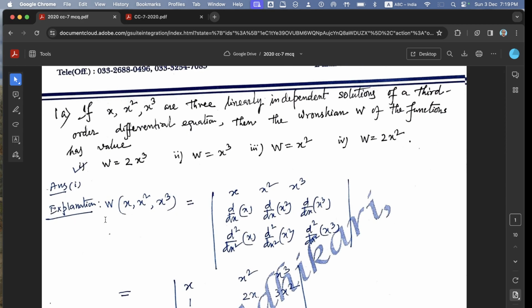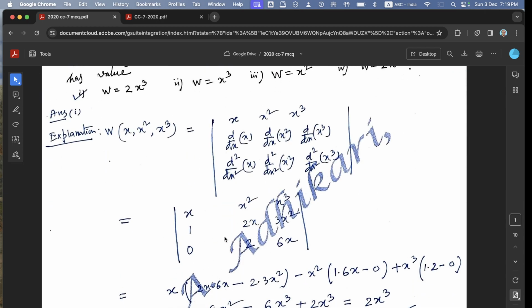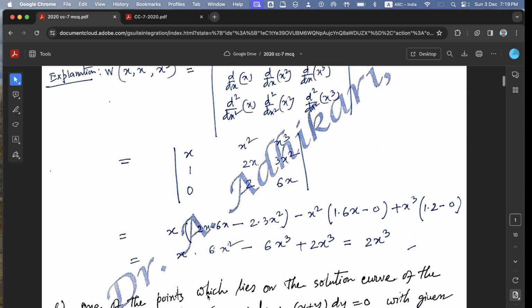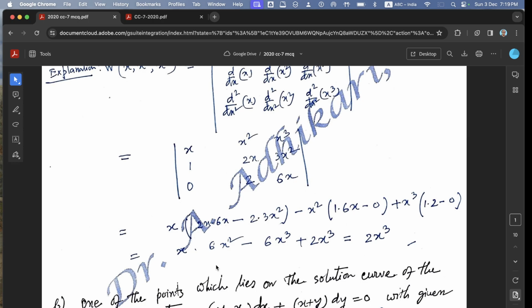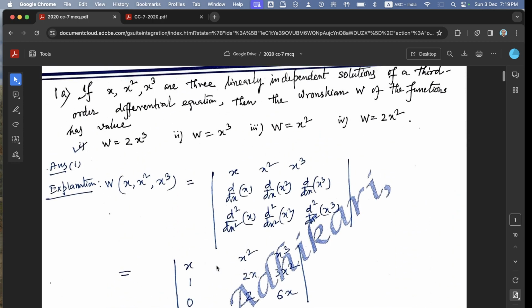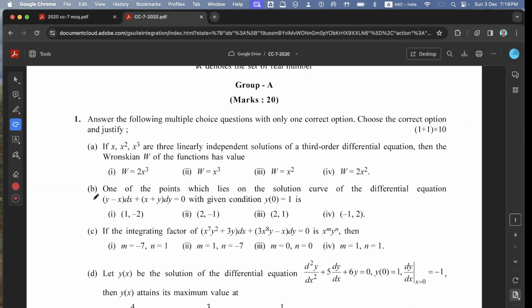Here three functions x square, x cube, and so on. W equals the determinant of y1, y2, y3, y1 dash, y2 dash, y3 dash, y1 double dash, y2 double dash, y3 double dash. So we get this 3 by 3 determinant. After expanding, we get 2x cube. So the correct option is the first one, W equal to 2x cube.